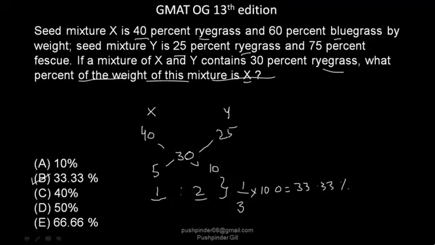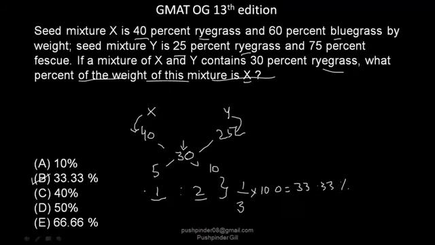Now this is an official question. I'm not cooking this question up so that it looks easy. The concept is so easy that your life becomes very easy. You see that? Let me just take a quick recap. Mixture X was 40%, mixture Y was 25%, and overall it's 30%. That means they must be mixed in 5:10, that is 1:2.